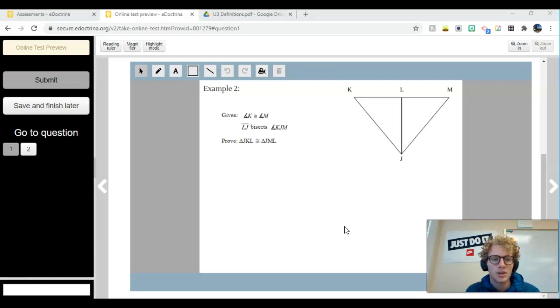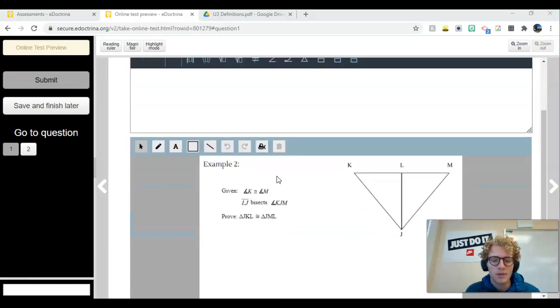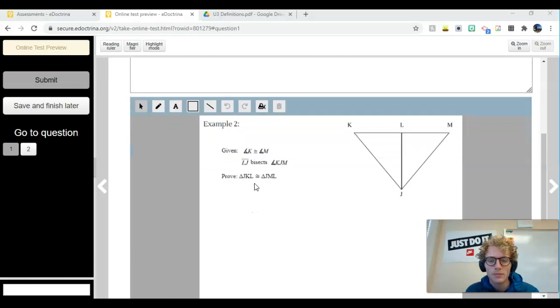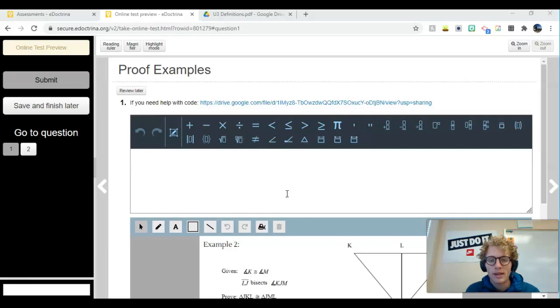Alrighty, here's an eDoctrina assignment that will be available to you. It's called Proof Examples. I'm on question 1 here, even though it says example 2. And this equation editor is different than the one you've been using, but I think that you'll find it's more intuitive. If you need help with some of the coding like we've been doing in class, like in Google Docs or Kami, you can click on this and it'll show you all the shortcuts, like doing backslash overline and being able to do something like that.